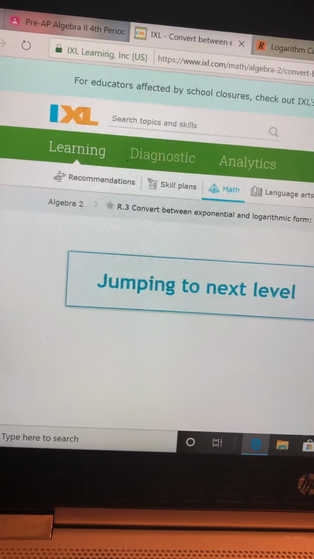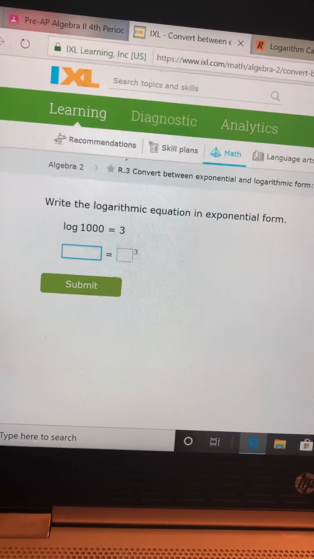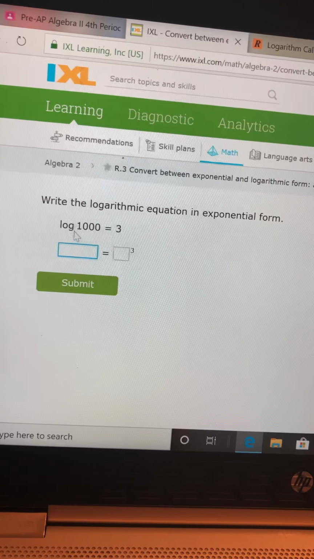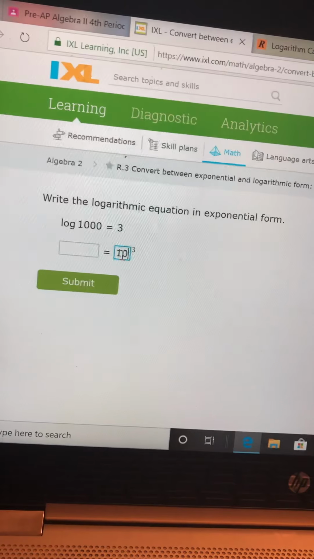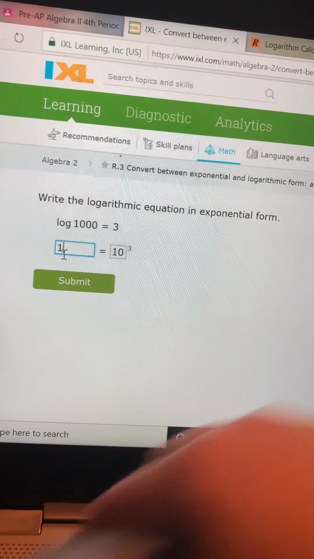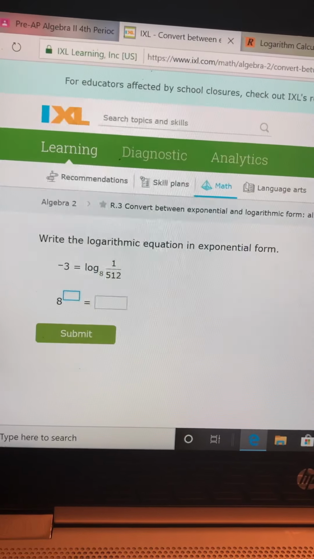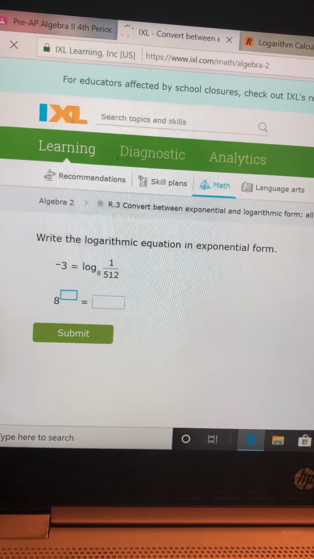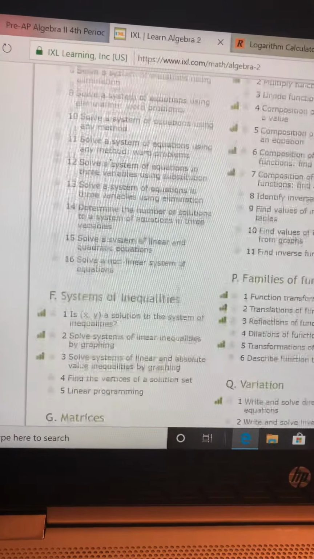Let's jump up and see if it's... Alright, this one's going to make me do a whole... there's a 10 right here. So 10 to the third power equals 1,000. And I've made it to a blue ribbon, so let's go on to the next section. There's 1, 2, and 3. Let's look at R4.